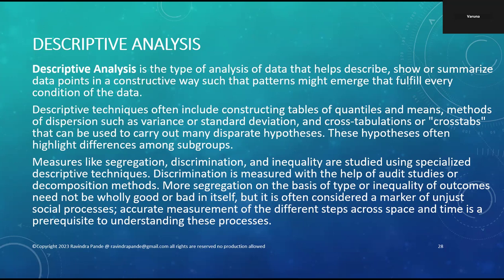More segregation on the basis of type; inequality of outcomes need not be wholly good or bad in itself. Okay, these are all just trying to explain how you could analyze a given range of numbers, and so on and so forth. So there could be a prerequisite of understanding the processes in terms of the range. So if I'm driving my car within the range of, let's say, 30 to 37 miles per hour, that's my range of driving in a 35.